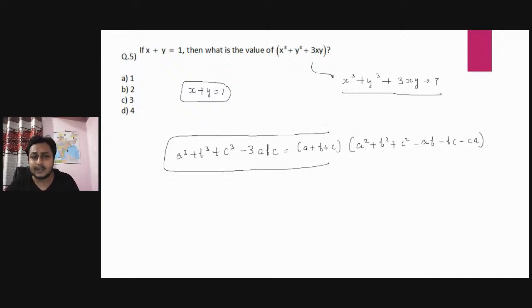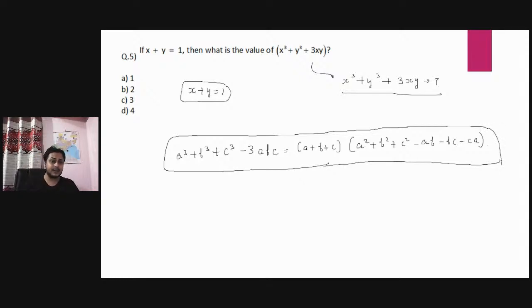Like (a plus b) square, a square plus b square plus 2ab, a cube plus b cube, (a plus b) whole cube, a cube minus b cube, (a plus minus b) whole cube, and this one: a cube plus b cube plus c cube minus 3abc. That should be equal to (a plus b plus c) into (a square plus b square plus c square minus ab minus bc minus ca), right?